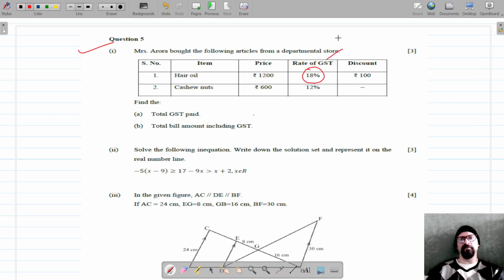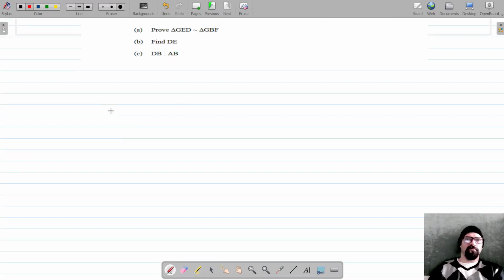Now GST is the Central Goods and Services Tax plus State Goods and Services Tax. And the same is also levied on the cashew nuts. We have to find the total GST paid and total bill amounting, including GST. So I'm going to solve the first part here. So let me prepare this in the tabular form. And the first one is the serial number. Let's give the serial number. We have only two items. So the serial number 1 and 2.